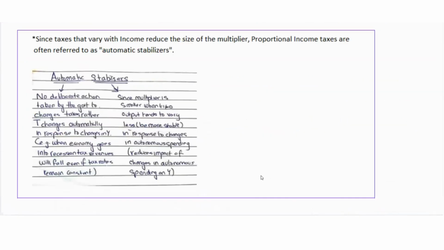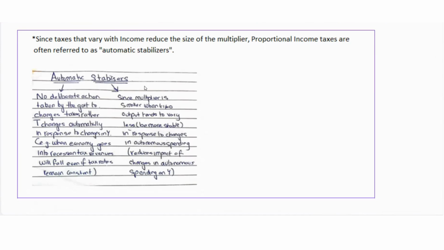Now, since taxes that vary with income reduce the size of the multiplier, proportional income taxes are often referred to as automatic stabilizers. The term automatic comes from the fact that there is no deliberate action by the government to change taxes. Rather, they change automatically in response to changes in Y. So you're not deliberately changing anything. For example, when you're in a recession, tax revenues will fall as income goes down, even if tax rates remain constant. Taxes are changing automatically in response to changes in Y.